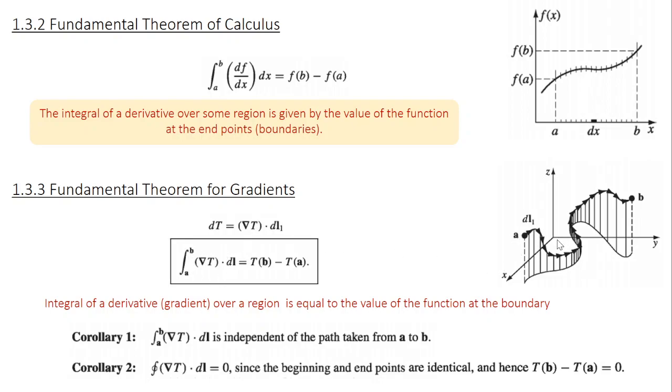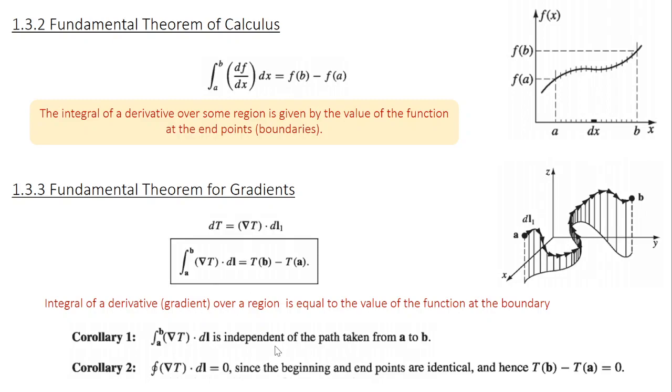So in this case we are talking about a function which is changing along a given line, so you can define a line integral. The line integral of grad T dot dl is equal to T of b, the final value, minus T of a, the initial value. So once again, the integral of a derivative, here the derivative is a gradient, over a region from a to b, is equal to the value of the function at the boundary.